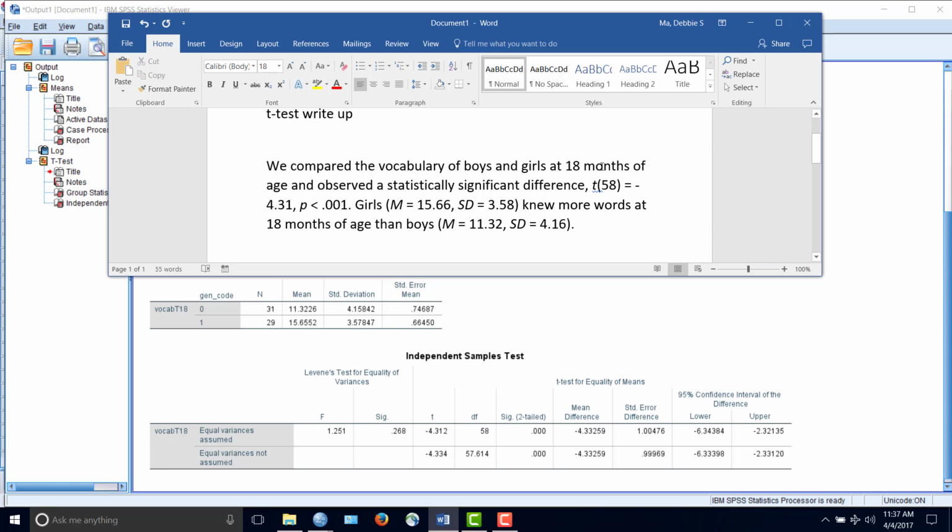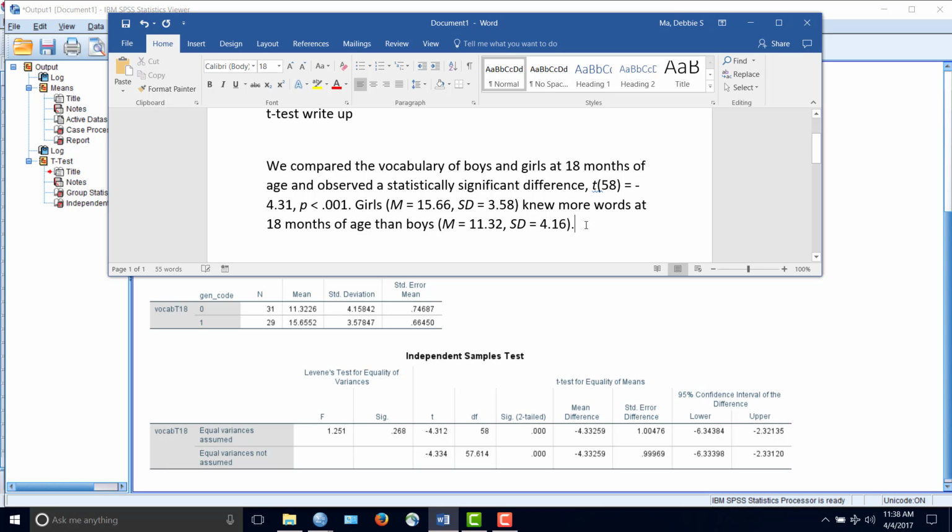It's very simple. So your write-up should include the test statistic and probability, a description of whether or not it was statistically significant, and a plain English sentence that clearly says what was the difference, if there is one, and the means that were being compared.